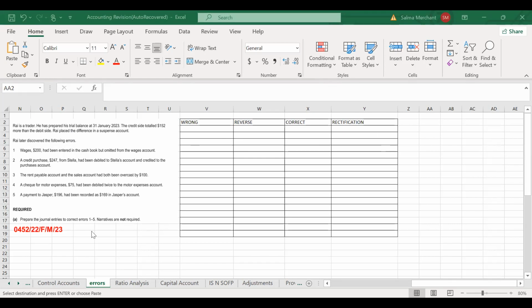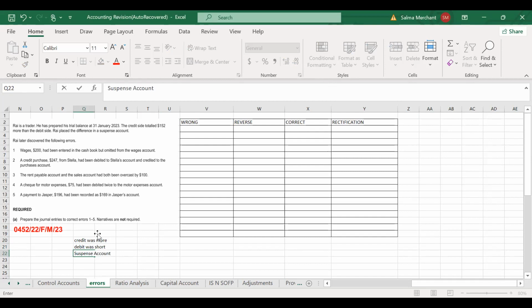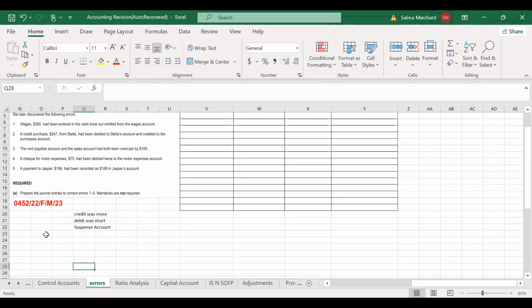The credit side total was more than the debit. That means the credit was more. If I say the credit was more, that means the debit was short. So tell me, the suspense account would appear on which side? On the debit side.